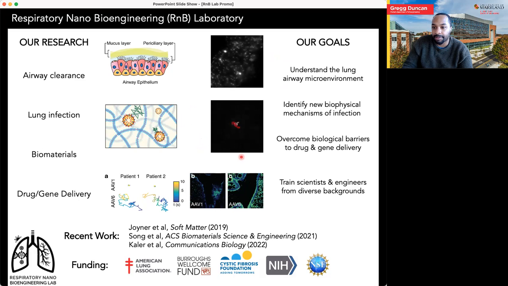So a major theme in our lab is looking at biology in motion, trying to understand what leads to some of these dynamics in the airway that translate to their impacts in diseases, chronic lung diseases and infectious respiratory diseases.